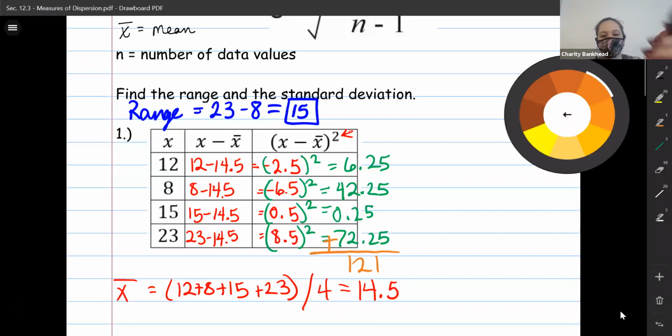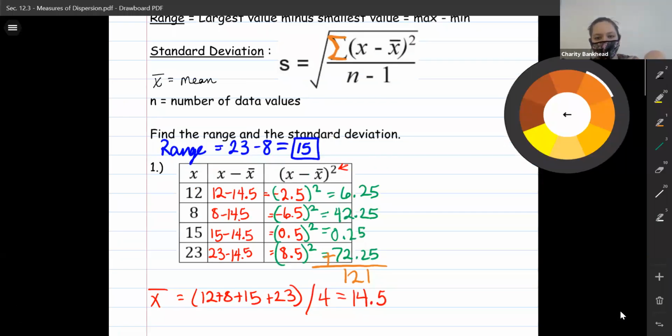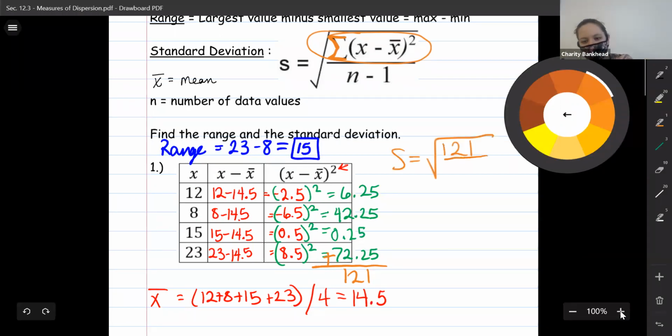All right, so we've done the sum of all those. And so to get the standard deviation, it's equal to the square root of that sum, which is 121, over n minus 1. So n is the total number of data values. So in this case, n equals 4. So 4 minus 1, which is the same thing as 3. So we can put this into the calculator, and you can either put parentheses around 4 minus 1, or you can just put 3, either way.